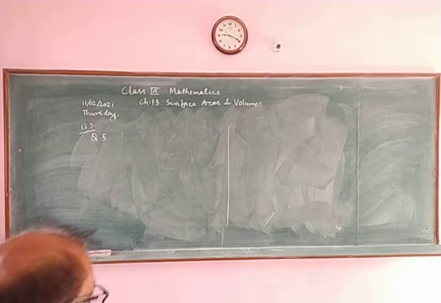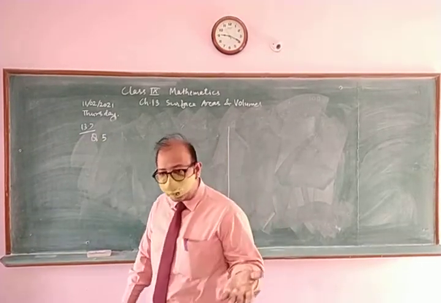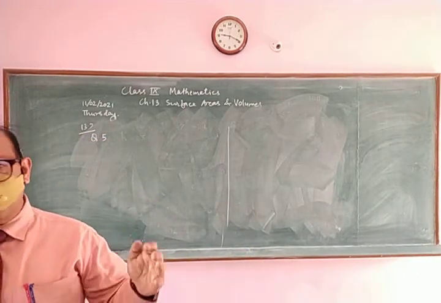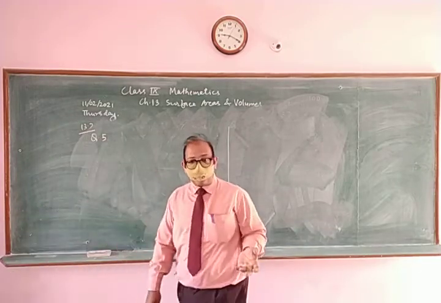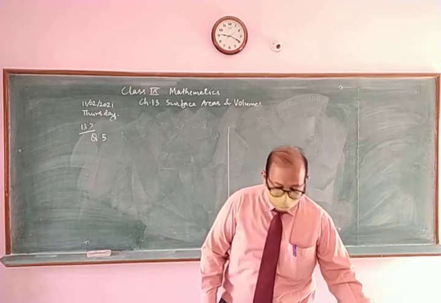Now when you see the question number 4, it is just same as the question number 3. Only what is the difference? Here you have to find the diameter. So just multiply the radius by 2, you will get the diameter. Now the question number 5.